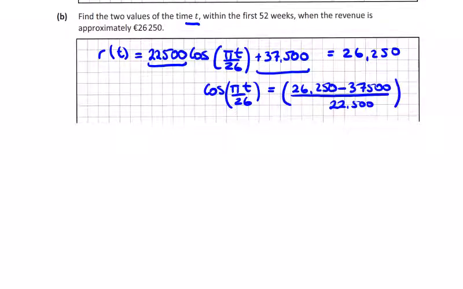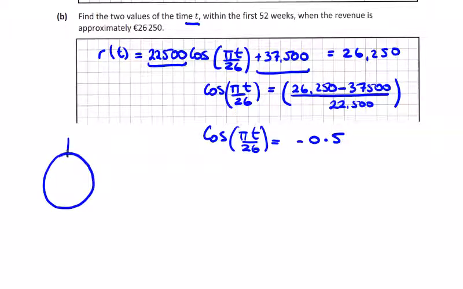We get this as a decimal. Find out what the two angles are that represent this decimal in the cos function. So we will get the cos of pi T over 26 will be equal to, does this work out evenly? 11,250 over 22,500, it does. It works out to be minus 0.5. So what angles give cos to be minus 0.5? Check one of them on your calculator, but the cos of 60 is equal to a half, or 0.5.